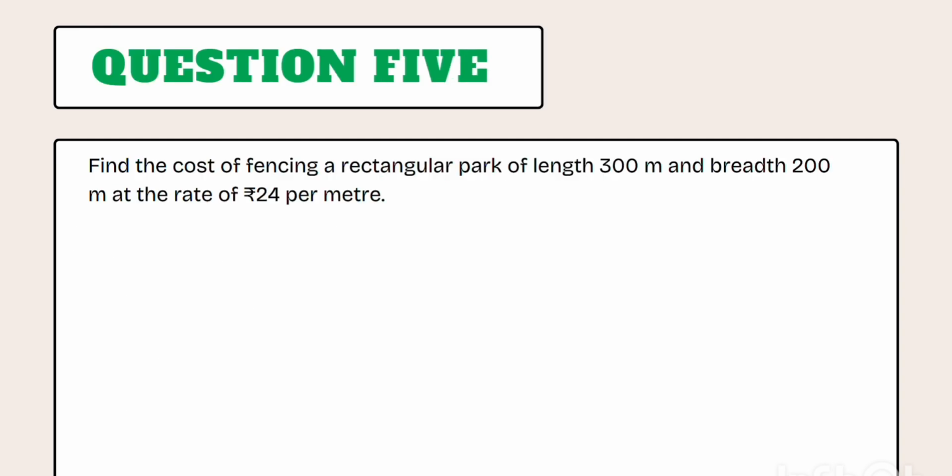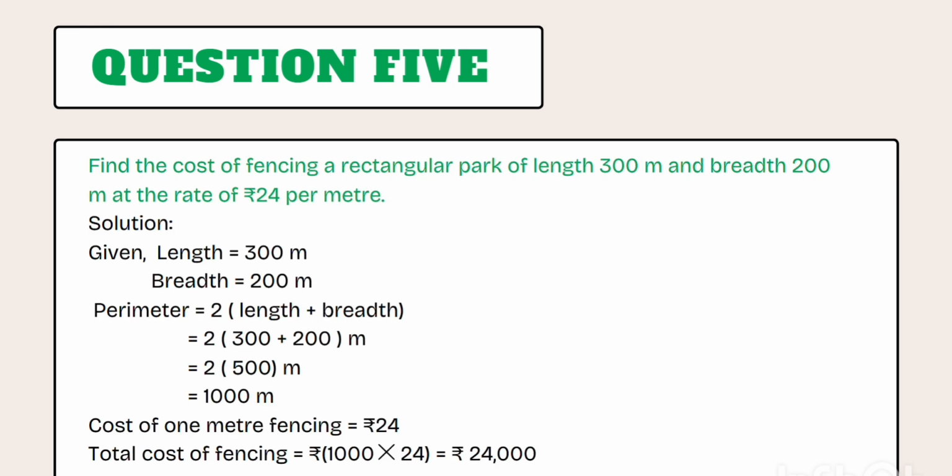Next question. Find the cost of fencing a rectangular park of length 300 meter and breadth 200 meter at the rate of rupees 24 per meter. Given length equals 300 meter, breadth equals 200 meter. Formula of perimeter of a rectangular park equals 2 into (length plus breadth). Put the values. 2 into (300 plus 200), that equals 2 into 500 equals 1000 meter.